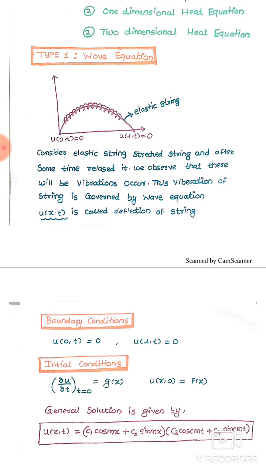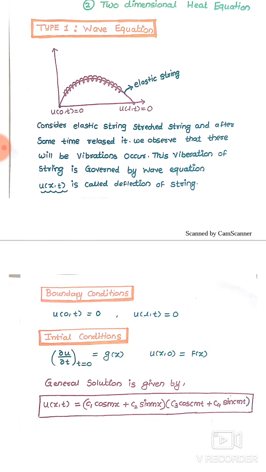For that we require the boundary conditions and initial conditions. Let's see the boundary conditions. This string is considered fixed at both the ends, whose one end is at origin, that is u of 0,t is 0. This is the first boundary condition, and the second boundary condition is u of l,t is equal to 0, meaning at both the ends deflection is 0.